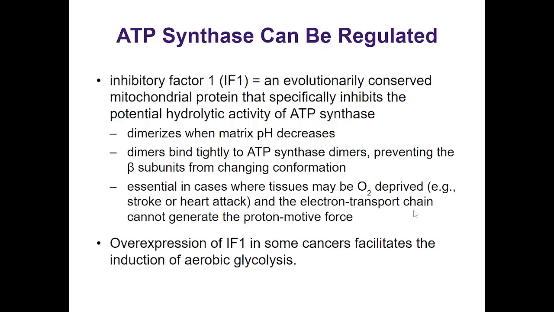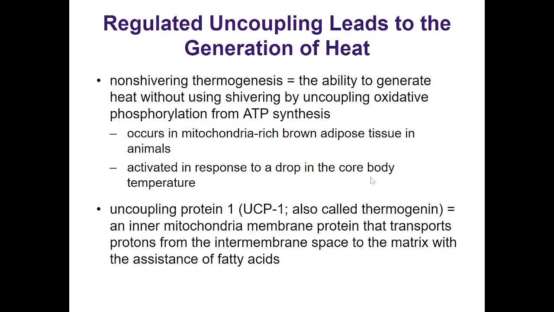This is going to be essential in cases where tissue may be O2 deprived, like a stroke or heart attack. The electron transport chain cannot generate the proton motive force. The overexpression of IF1 in some cancers is actually going to facilitate the induction of aerobic glycolysis. Non-shivering thermogenesis, this is the ability to generate heat without shivering by uncoupling oxidative phosphorylation from ATP synthesis. So this is going to occur in mitochondria-rich brown adipose tissue in animals. This is activated in response to a drop in the core body temperature.